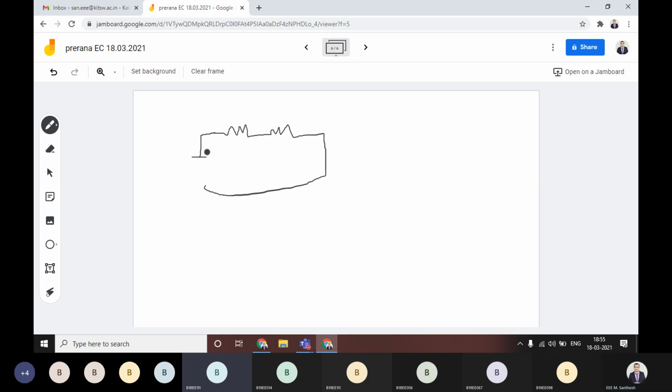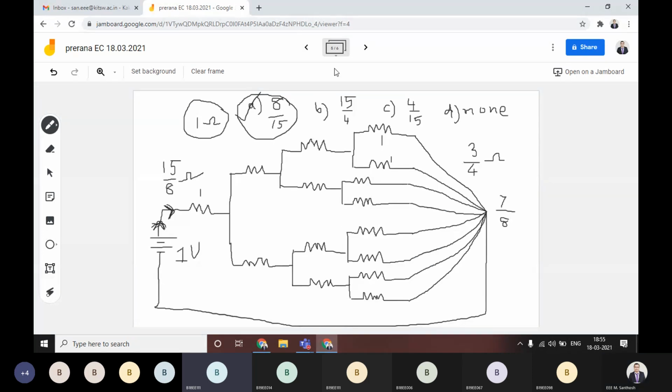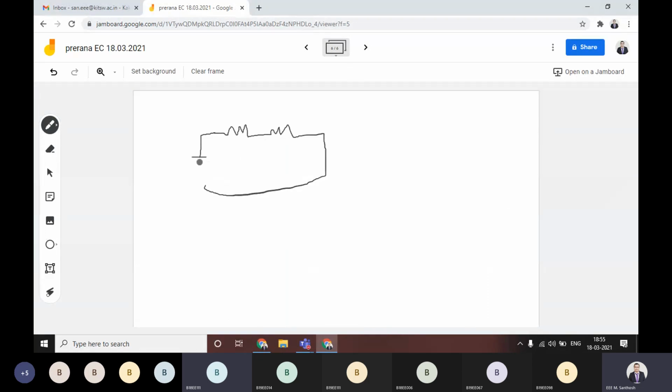Sir, they are connected in series only, yes, sir. Series only, then 1 ampere. How do you decide 1 ampere? That's what I am asking. This is 1 ohm. For suppose this resistance is equal to 9.